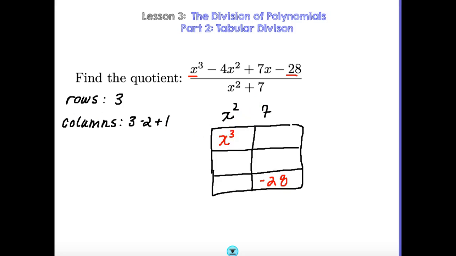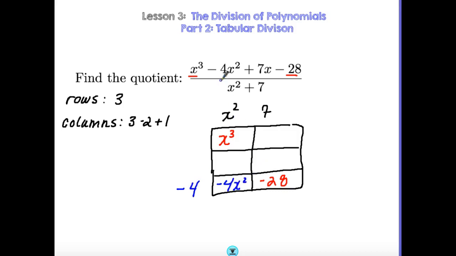So let's go ahead and look, and we could say, all right, well, what number times 7 is negative 28? That's negative 4. Okay, and we can multiply here. X squared times negative 4 is negative 4x squareds.